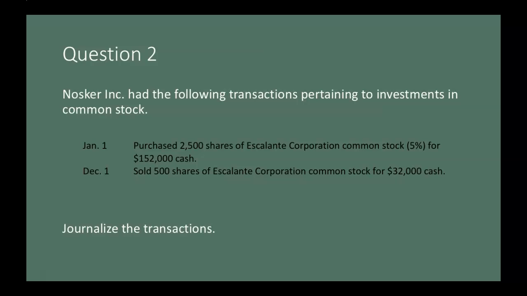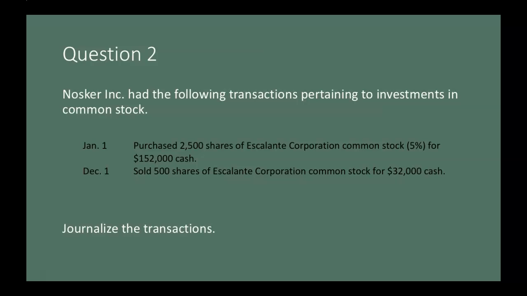And you'll notice that little 5% there. When we're dealing with bonds, if we're given a percentage like that, we need to be thinking interest. But stock doesn't come with interest, right? That 5% represents our percentage of ownership in Escalante Corporation. So we own 5% of their stock, of their business. So that's going to tell us which method we need to use here for our journal entries.